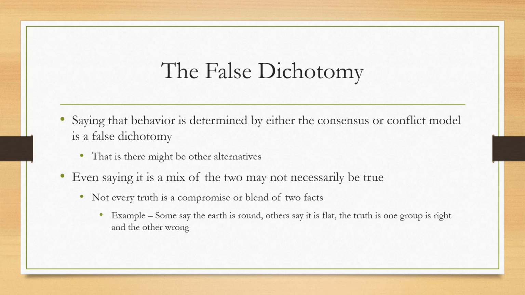Not every truth, of course, is subject to a compromise. Sometimes it's a blend, sometimes it's not. Sometimes it is one or the other. So be careful because dichotomies do exist. Some say the earth is round, others say it's flat. The compromise position, oh no, the earth is an ovoid or is a pancake. No, that's not true. The earth is round. One group is right, in fact.